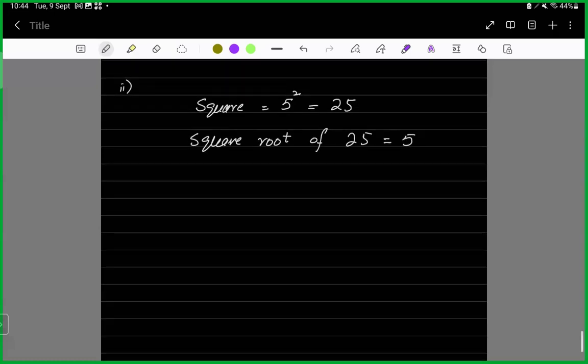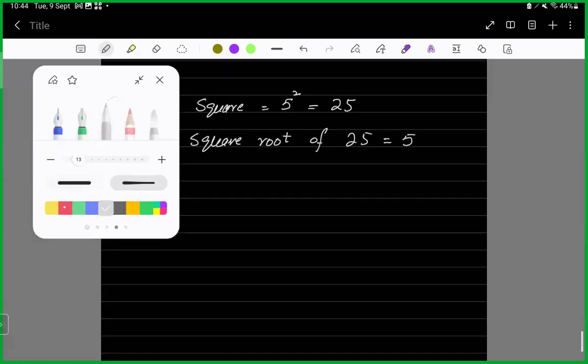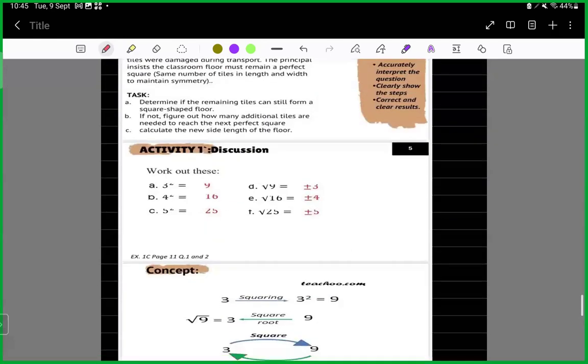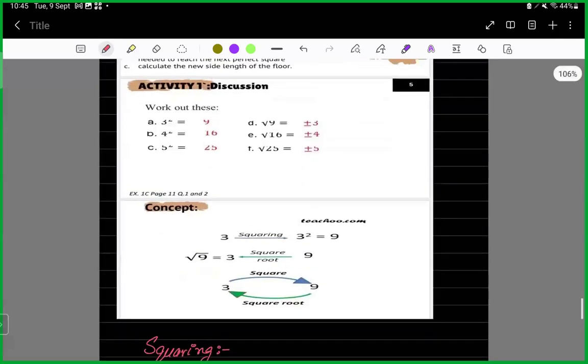And if we have to write it in terms of a diagram, we can say it's 5, it's 25. We can say it is a square. And if you want to go back, it becomes a square root. Okay. Got it? Yeah. Okay, so let's move to the next question. Okay, that's easy.